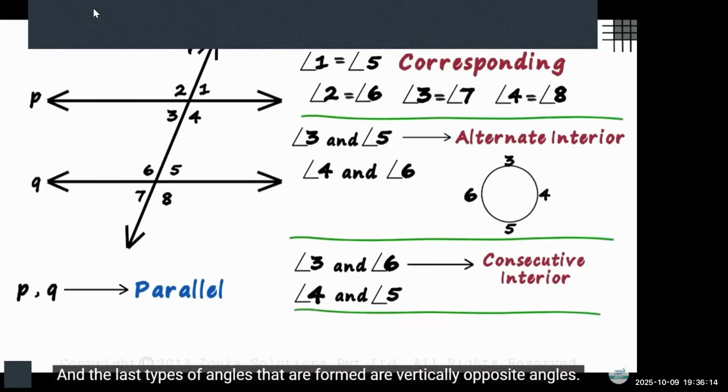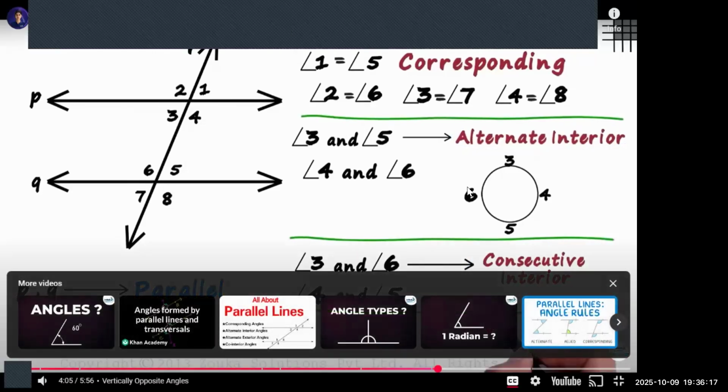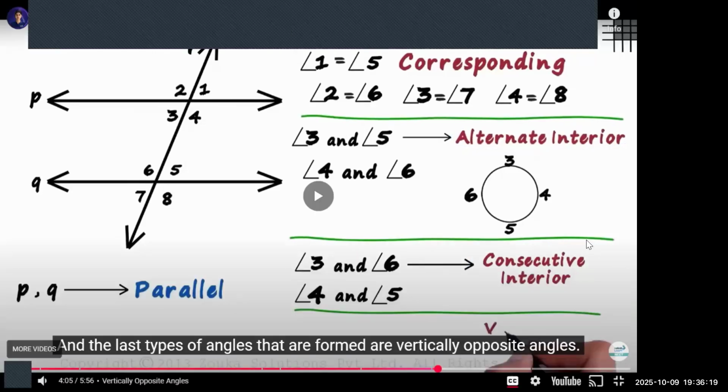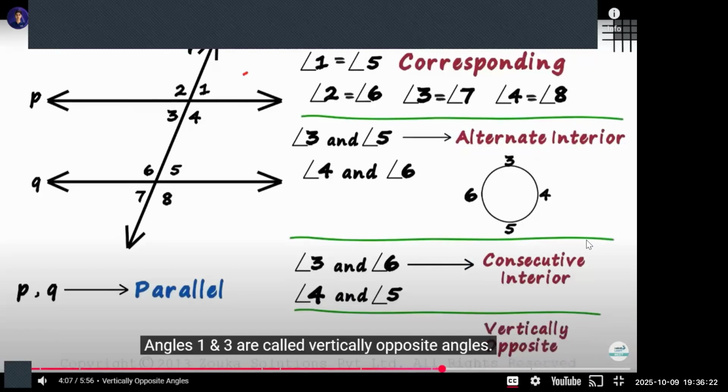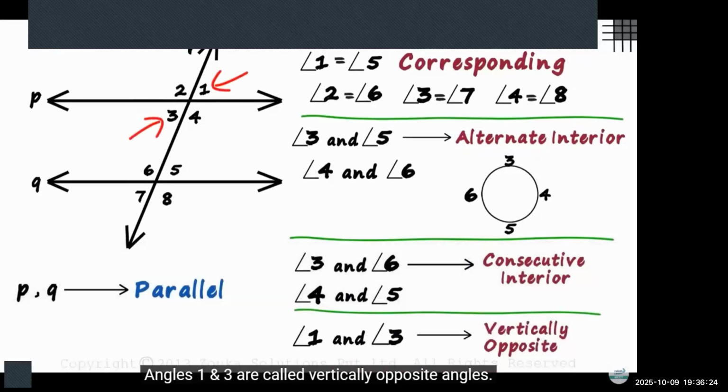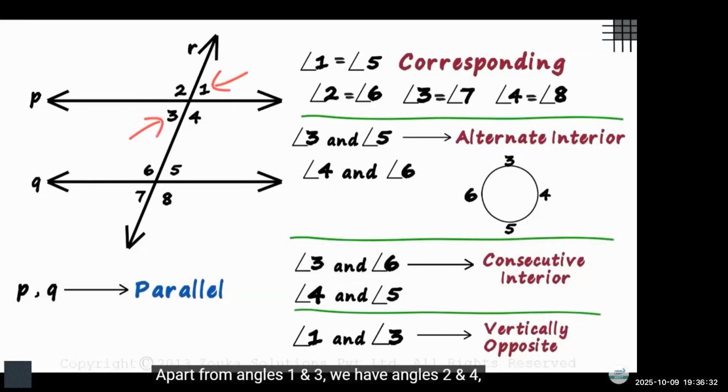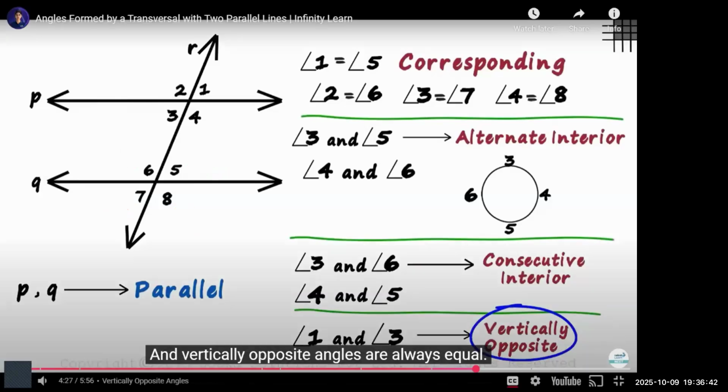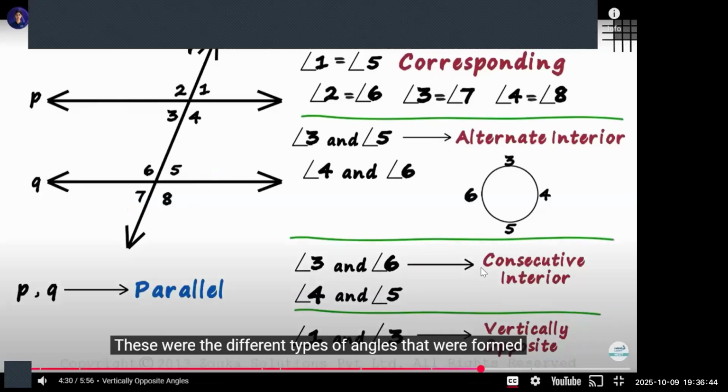And the last type of angles that are formed are vertically opposite angles. Angles 1 and 3 are called vertically opposite angles. In all, there are four pairs of vertically opposite angles. Apart from angles 1 and 3, we have angles 2 and 4, angles 5 and 7, and angles 6 and 8 as the other three pairs. And vertically opposite angles are always equal. These were the different types of angles that were formed when a transversal meets two parallel lines.